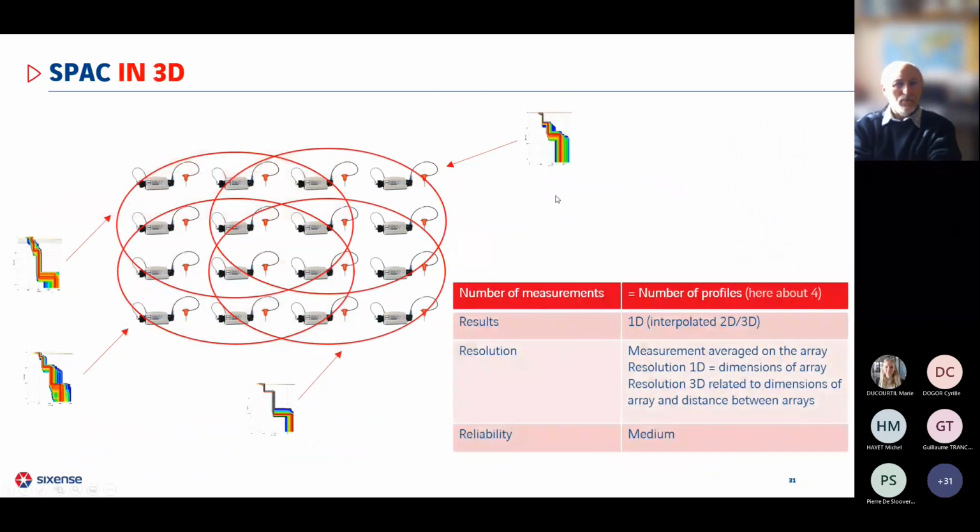And again, if we get back to the same network of 16 sensors for comparison, we would have 4 measurements with the SPAC method, since we have to consider 2D arrays with sensors that cover all the angles. And the 1D velocity model would be averaged for one array. The resolution is again related to the dimension of one array and the distance between the 4 arrays.